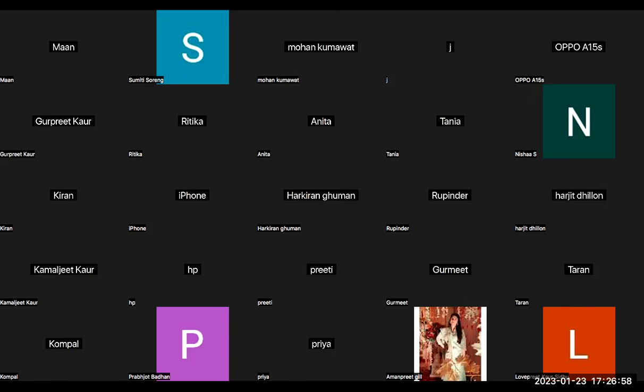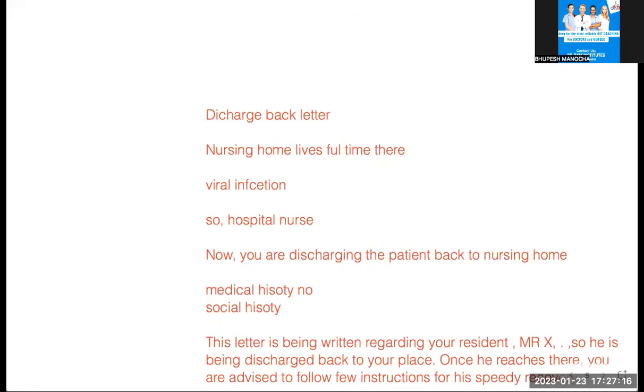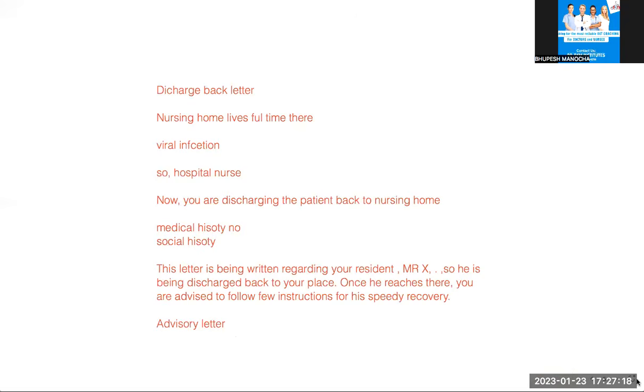Refer we do to a person, and when you are sending the patient to a nursing home, you say that he is being transferred to your nursing home. That is how simple it is. Now there is another letter that is the most common letter these days. Most common letter. Matlab, this is the most repeated letter coming every now and then.